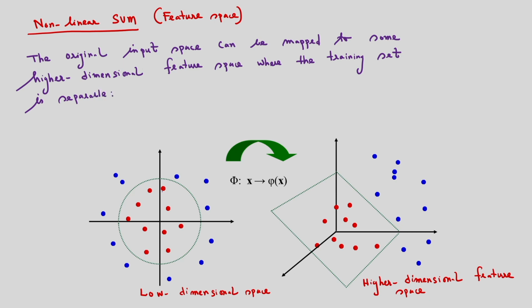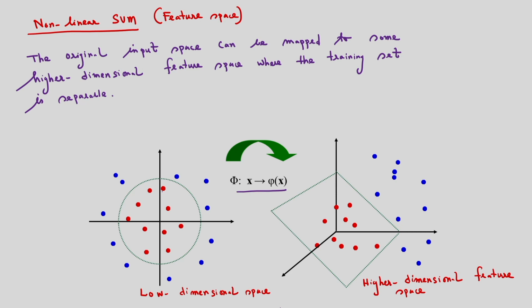The original input space can be mapped to some high dimensional feature space where the training set is separable. So in the figure you can see I am showing the mapping function, and with the help of this mapping function I am projecting the low dimensional data into higher dimensional feature space. So this is the concept of the nonlinear support vector machine. Whenever I do the projection into the higher dimensional feature space, the samples will be linearly separable. You can see in the figure the original data is not linearly separable, but after the projection the projected data will be linearly separable. That is the fundamental concept of the nonlinear support vector machine.